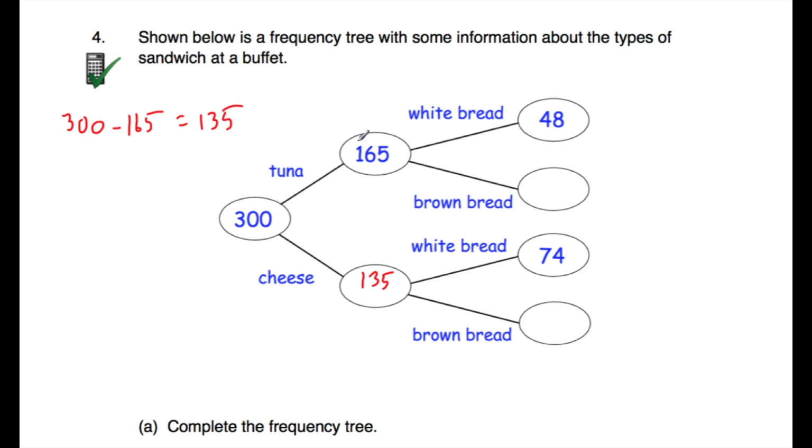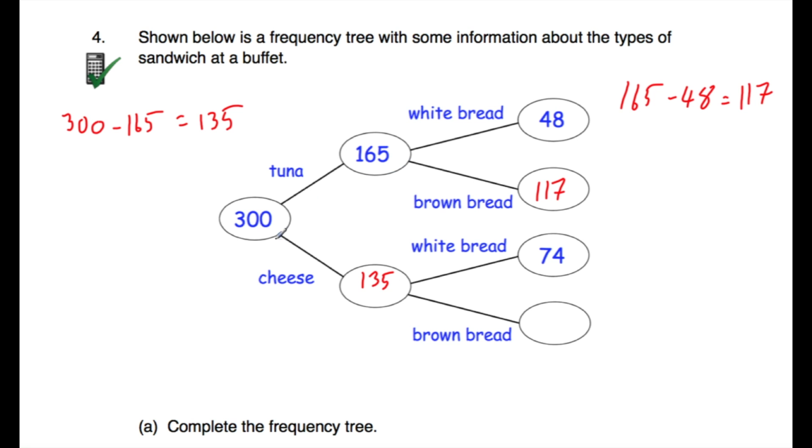Now let's work out how many tuna sandwiches were on brown bread. Altogether there were 165 tuna sandwiches and 44 of them were on white bread. So if we take away the 48 from 165, that tells us how many tuna sandwiches were on brown bread. So 165 take away 48 is equal to 117. So there's 117 tuna sandwiches on brown bread.